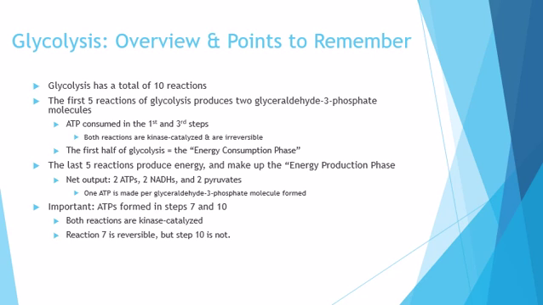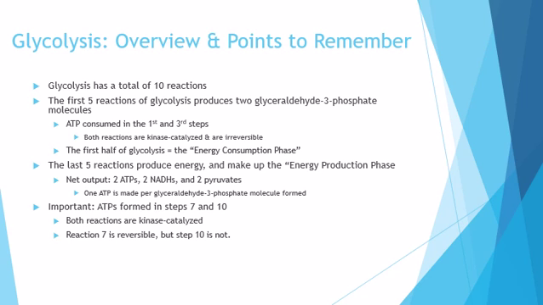Major aspects to look at in this phase is that the ATPs are formed from the glyceraldehyde 3-phosphate molecules in steps 7 and 10, and both reactions take place via a kinase enzyme. However, it is important to note that step 7 is reversible, but step 10 is not.